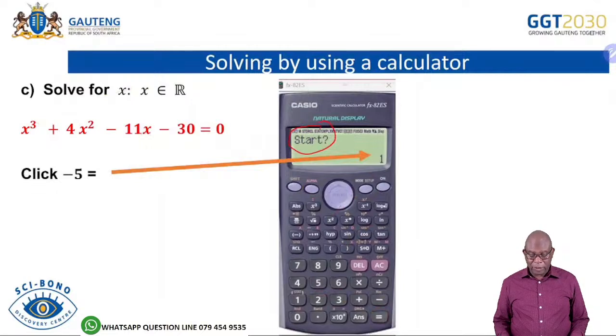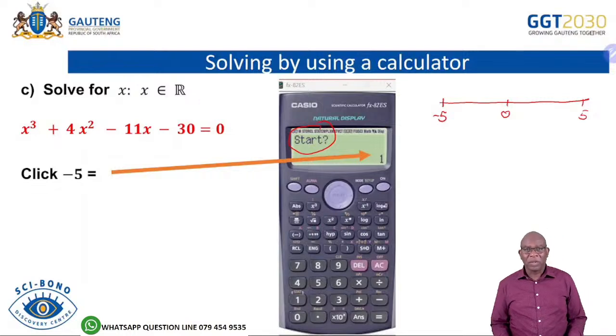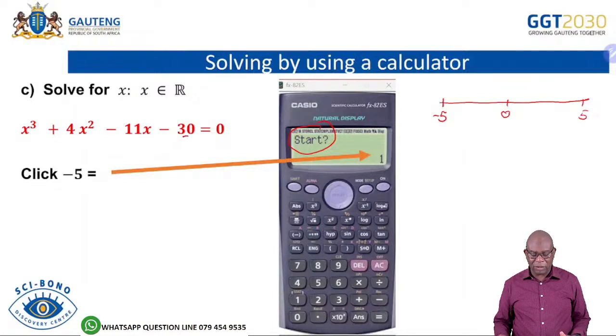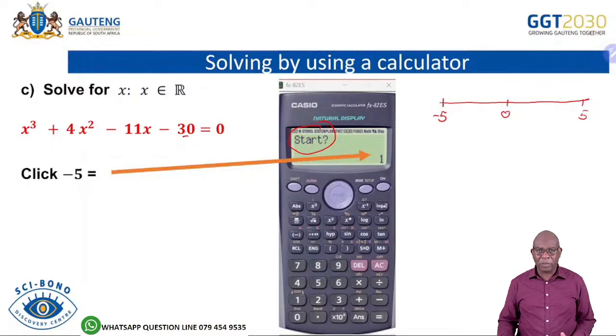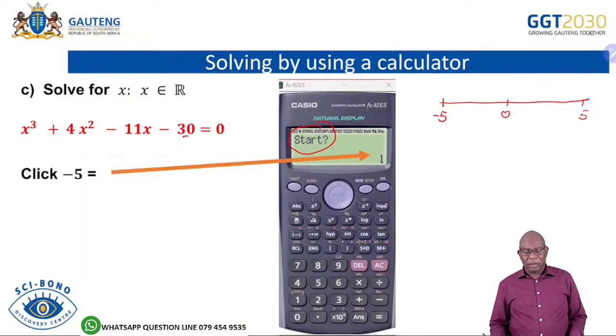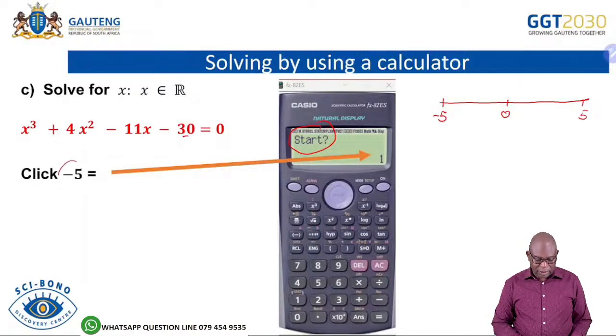Now I want to start my table, but remember a table uses the number line actually. So I want to start at negative 5. You can start at negative 10, but then you're going to have a long table. Now I know some of the factors. I can see these factors here, 30 and 11 and 4. Those numbers will be around there. Even 6, I can also use 6. So I want to start at -5.